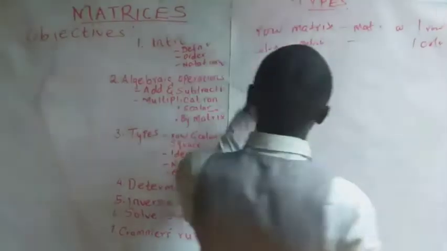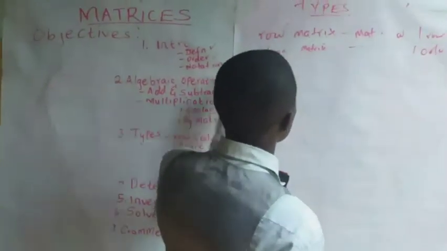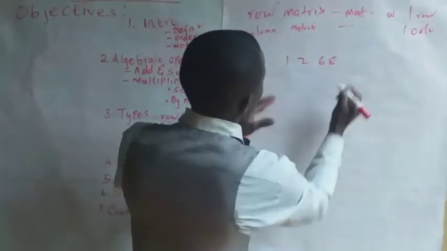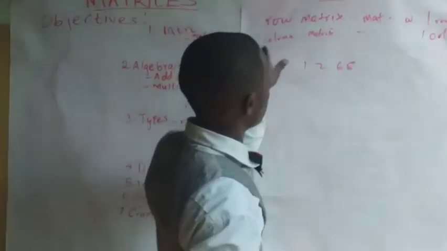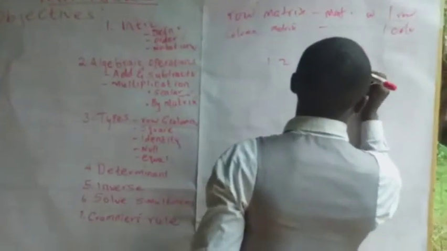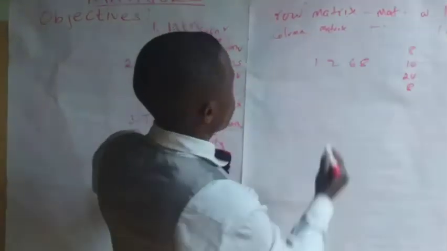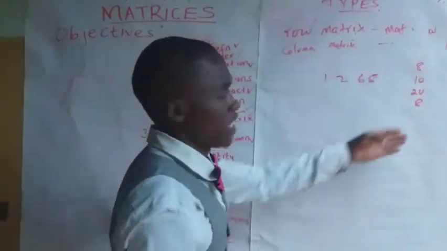So if I tell you to give me an example of a row matrix, you just give me a row of numbers like 1, 2, 6, 8. This is a row matrix. And if I ask you for a column matrix, you simply give me 8, 10, 24, and 6. So a row matrix has one row and a column matrix has one column.